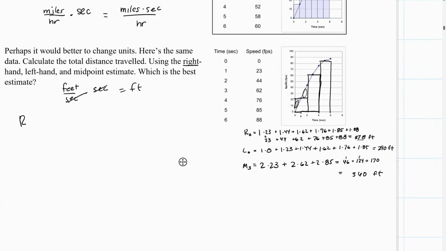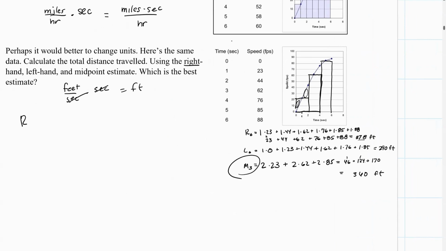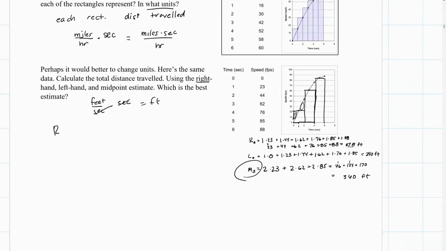Which do you think is the best estimate? I would go with the midpoint. Again, because we know it's not over and we know it's not under. Sorry, we don't know that it's definitely over. We don't know that it's definitely under. Seems like a good estimate to me. And there we go.